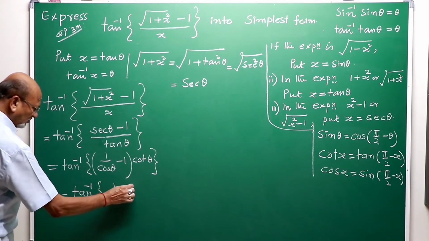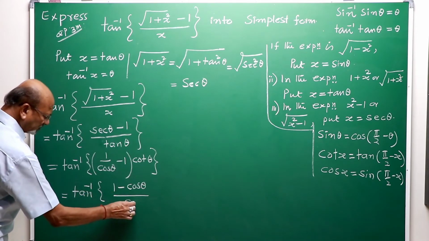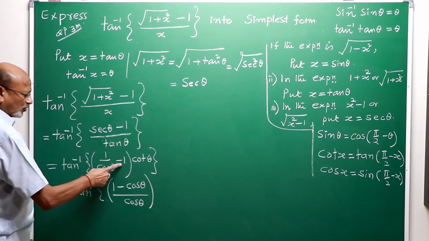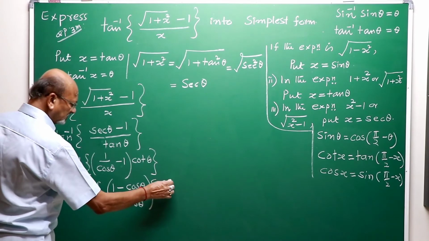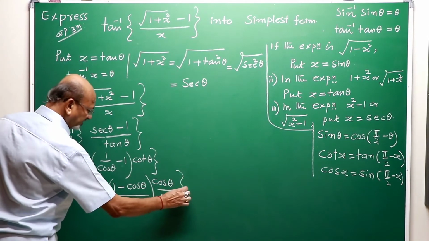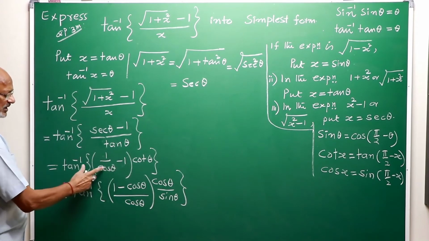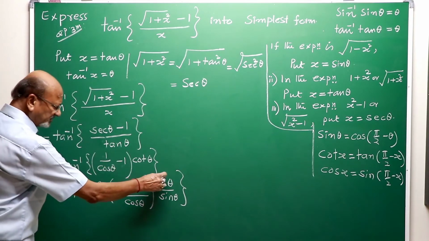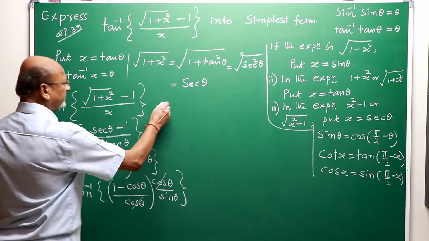What is it? 1 minus cos theta upon cos theta. Hope you understood. Now take the LCM. What is cot? Cos by sine, cos by sine theta. Yes, my friend. 1 minus cos upon cos, cot is cos by sine. By this you come to know it is cancelled, my friend. Cancelled. What is left? I write here.